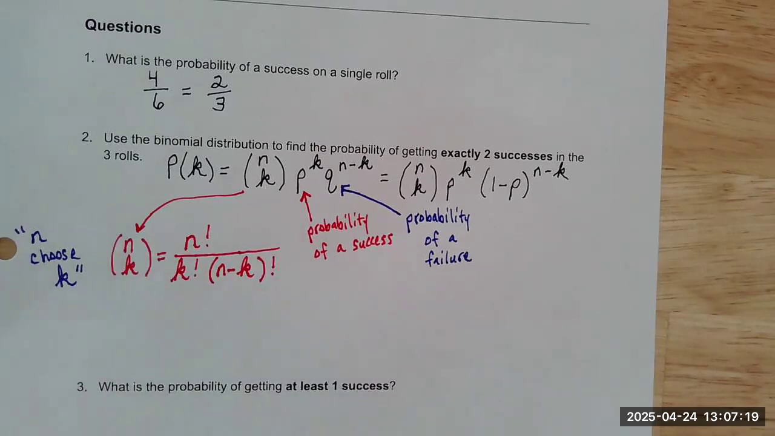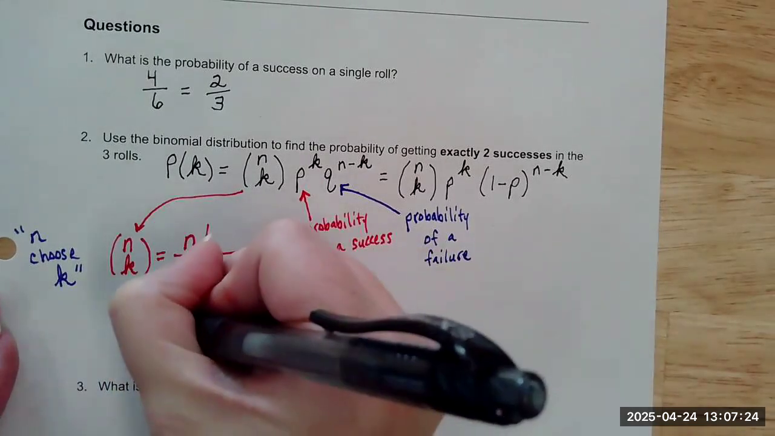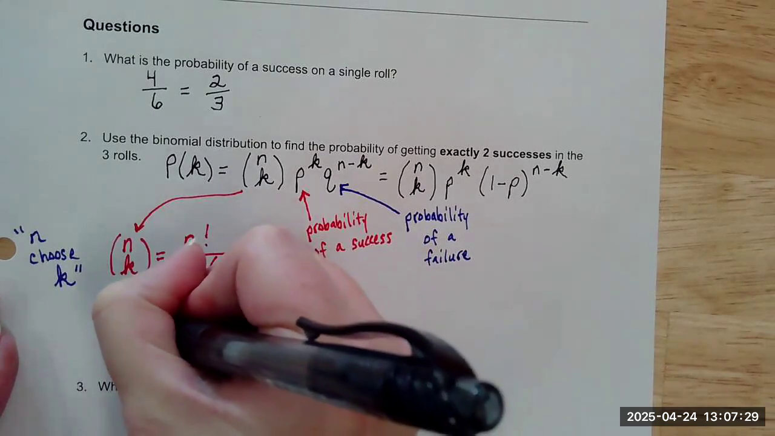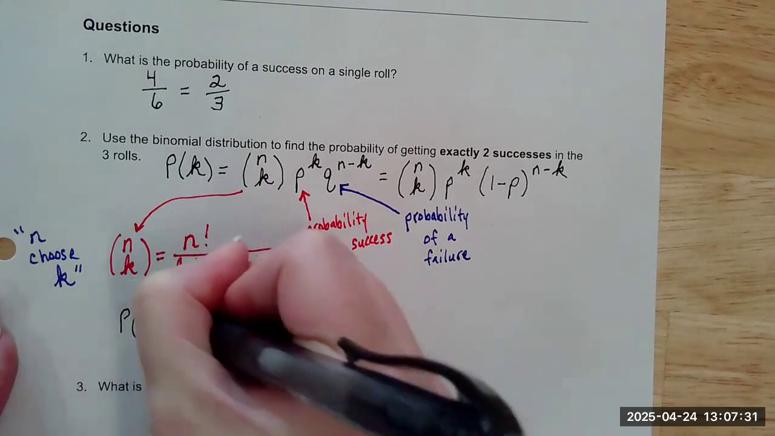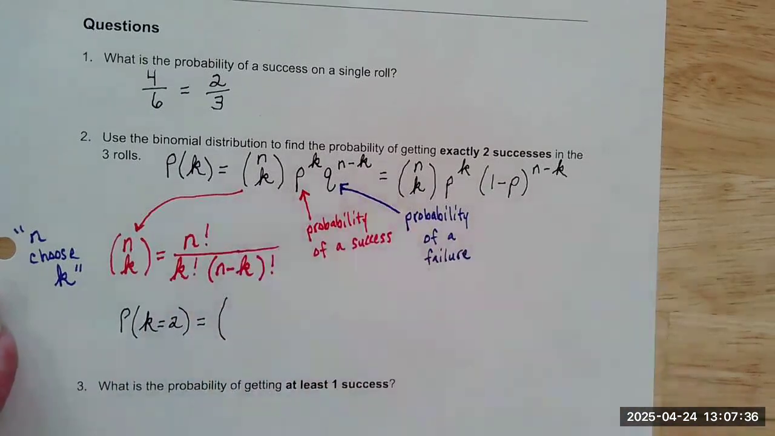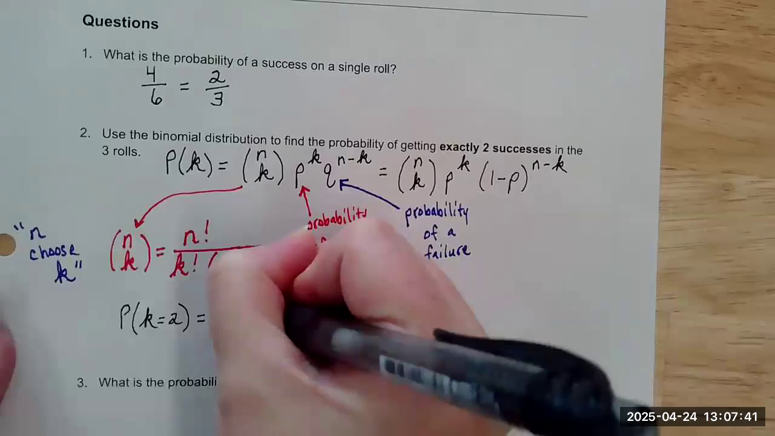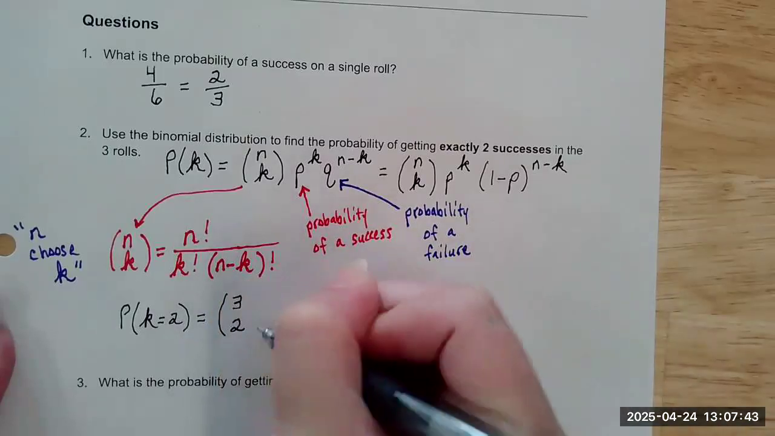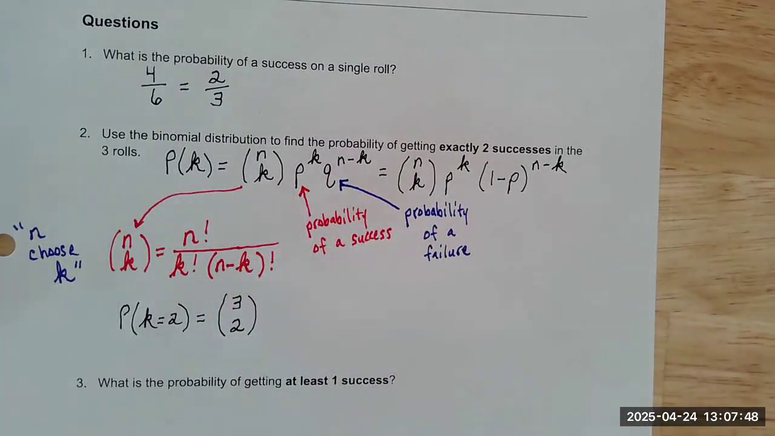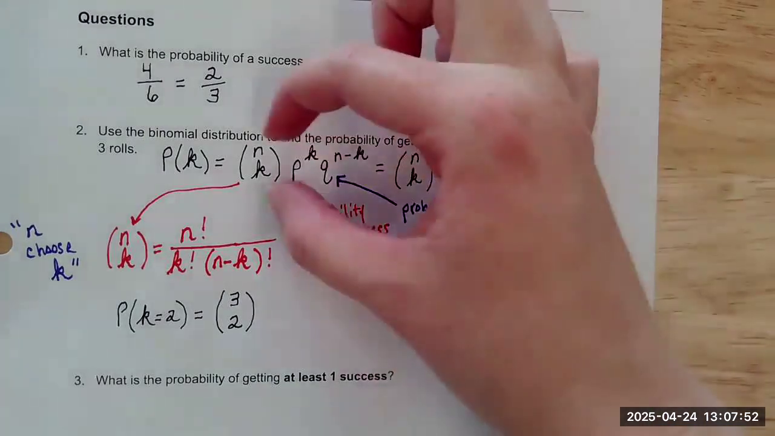So what we're doing in this problem, the probability that we have 2 successes, so I'll say K is equal to 2, is going to be the total number of rolls was 3, and the number of successes we're asking about is 2. So we're going to say 3 choose 2. So that took care of this part of the formula.